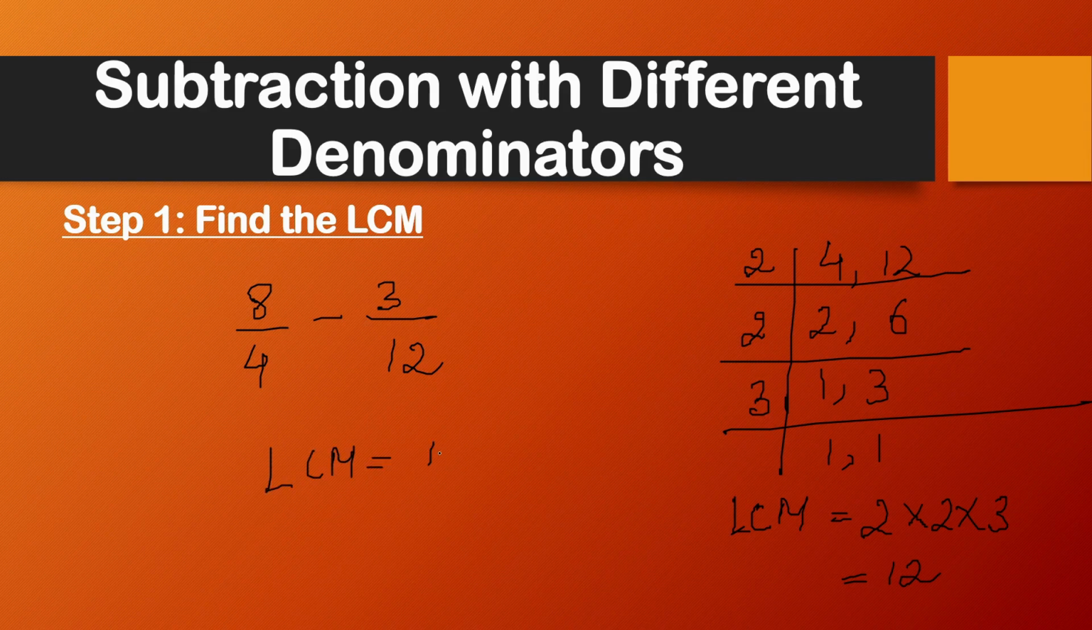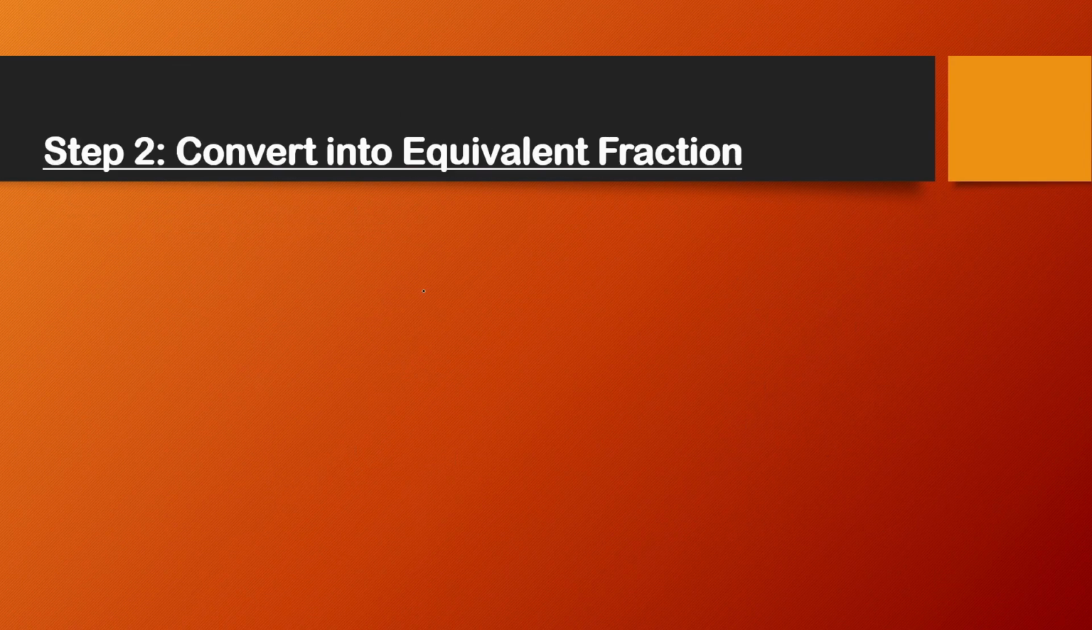So in the first step, we have already found that the LCM is equal to 12. The second step is to convert them into equivalent fractions. The fractions were 8 by 4 and 3 by 12. So this is 8 by 4 minus 3 by 12, and the LCM was 12.